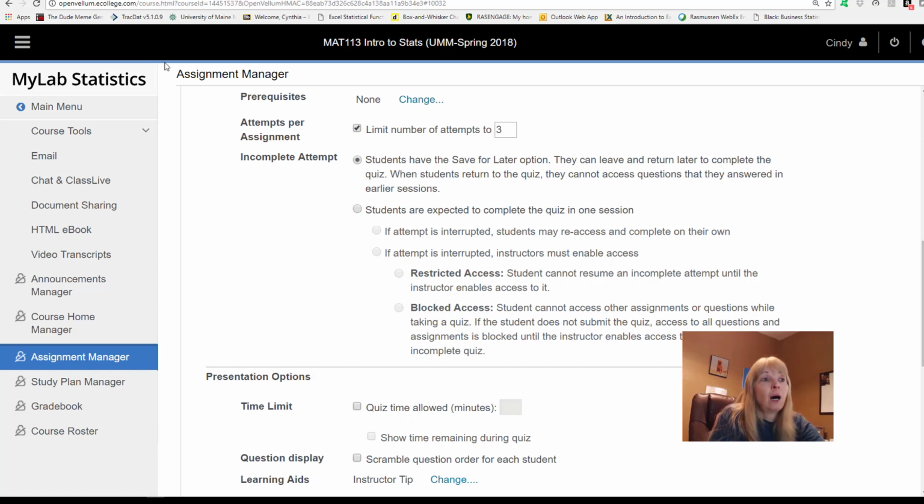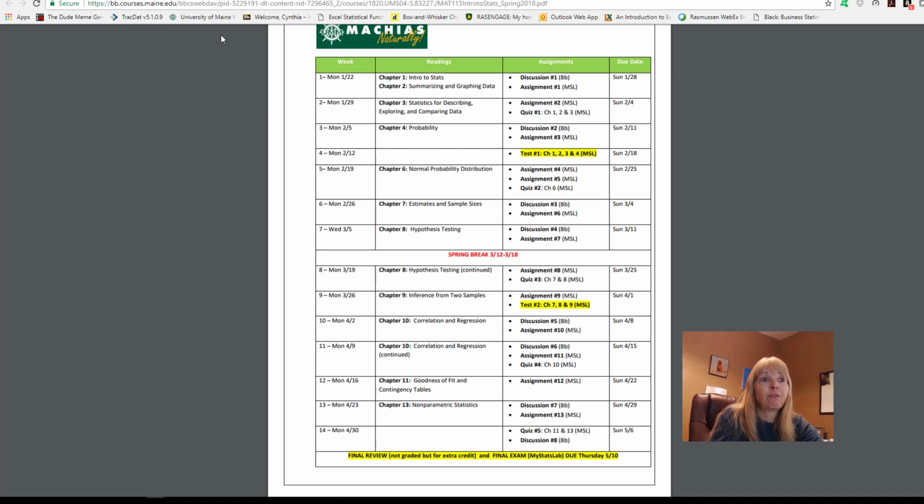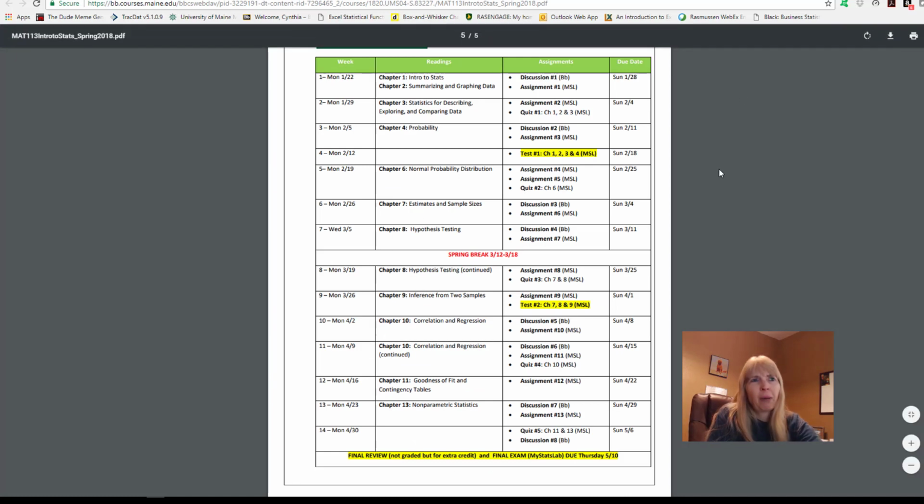But again, a lot of times students get this false sense that I can work at my own pace. Well, kind of, but you still have these due dates. So don't miss those due dates, okay? Don't miss the due dates.